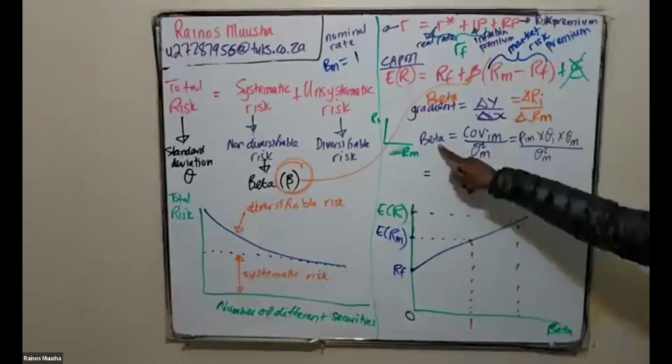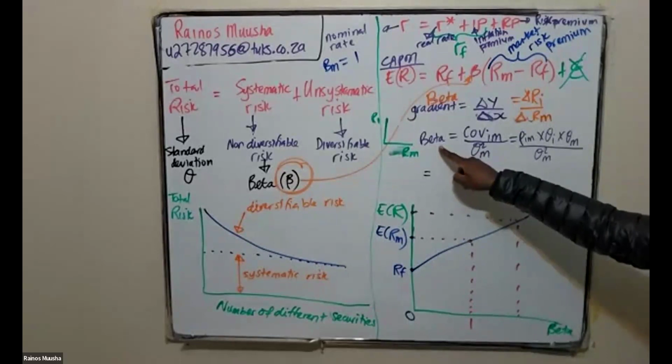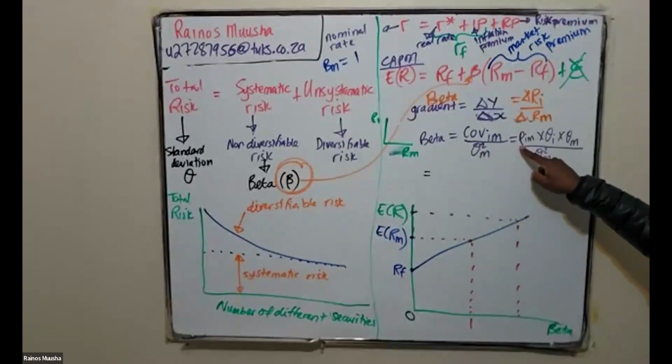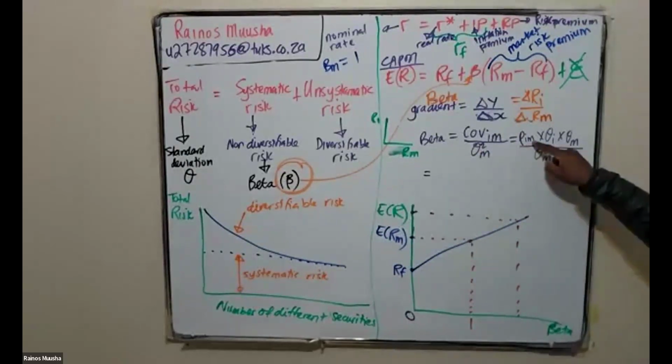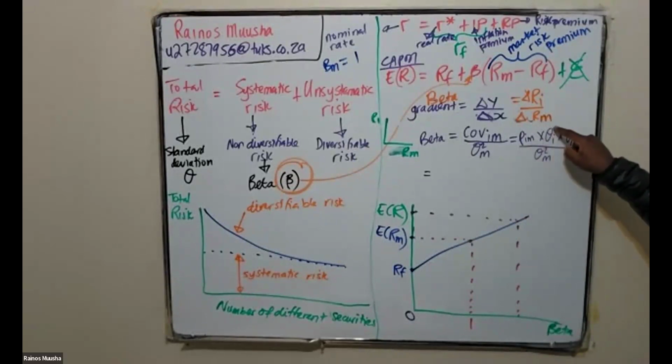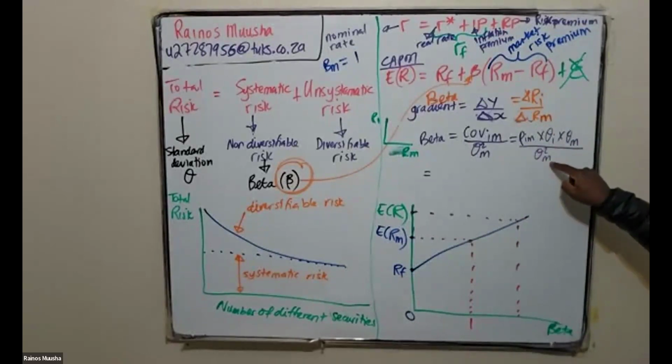So to get the beta, your beta can also be calculated as the correlation coefficient of the asset and the market, multiplied by the standard deviation of the asset, multiplied by the standard deviation of the market, divided by the variance of the market. Remember we said the variance of the market is the same as the standard deviation to the power of 2 of the market. Are we on the same page?